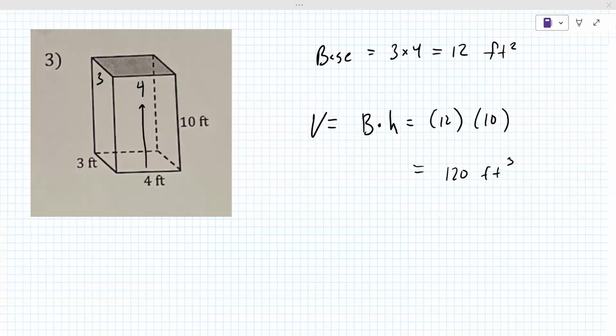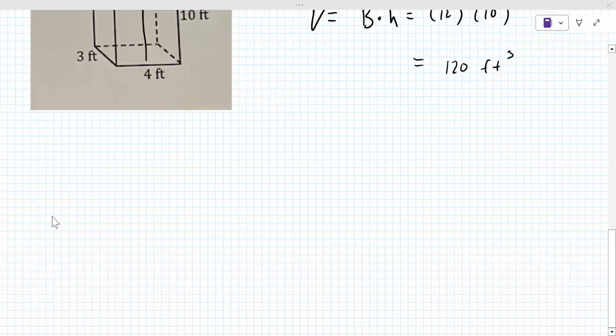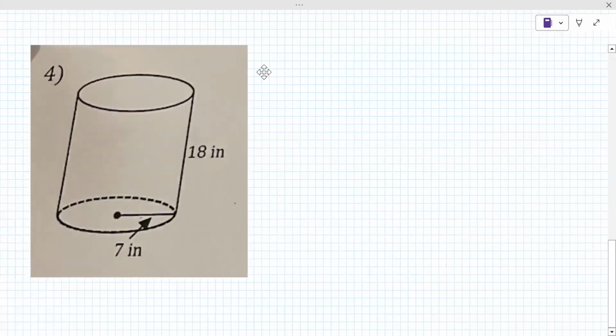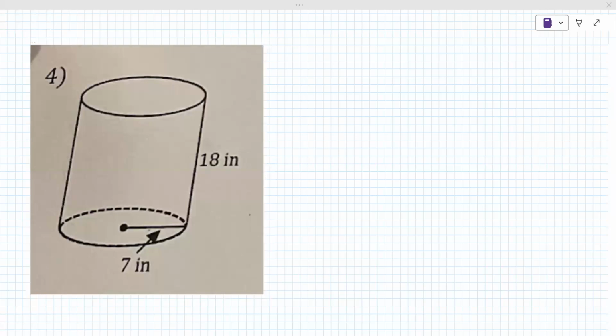Yeah, these things I got the answers before we were doing them. Are you ready to do number 4? Yep. So for number 4, it's a different shape. What's the name of this solid?